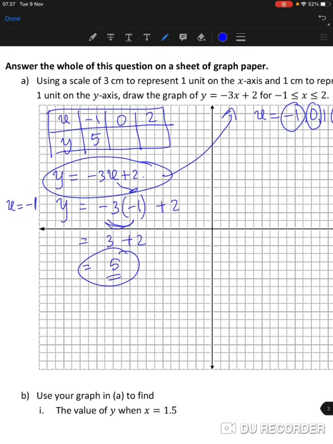Okay, now move on to x equals 0. So you will have negative 3 multiplied with 0 plus 2. So you will have 0 plus 2 because negative 3 multiplied by 0 is 0, plus 2. So you will have 2. Don't forget to input this to the table too.